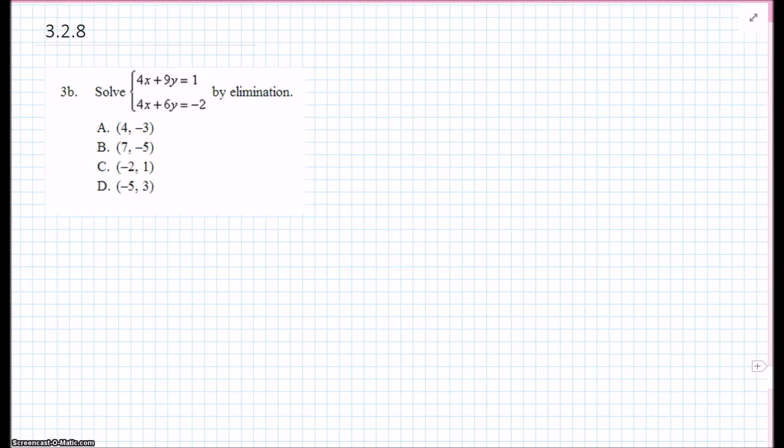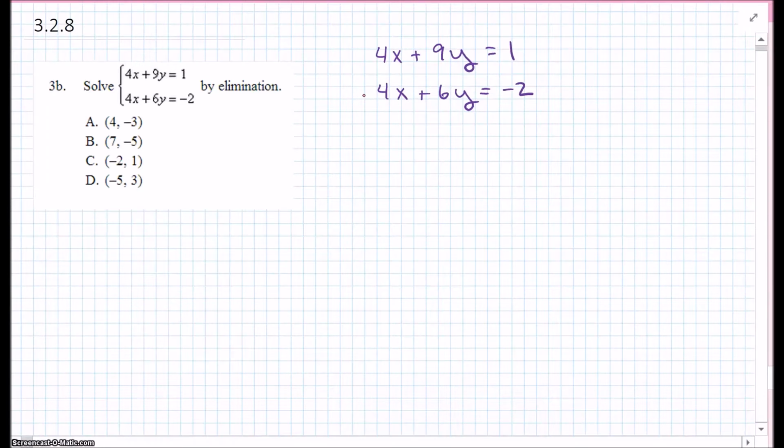Next example. Solve 4x plus 9y equals 1 and 4x plus 6y equals negative 2. Okay, so since we have the same term, let's just change the signs of one of them. So we'll make that a negative 4x, negative 6y, and a positive 2. Now we can just add all this together. So 4x plus negative 4x is going to be 0. 9y minus 6y is going to be positive 3y. And 1 plus 2 is going to be 3. So 3y equals 3. So divide each side by 3. Y is going to equal 1.